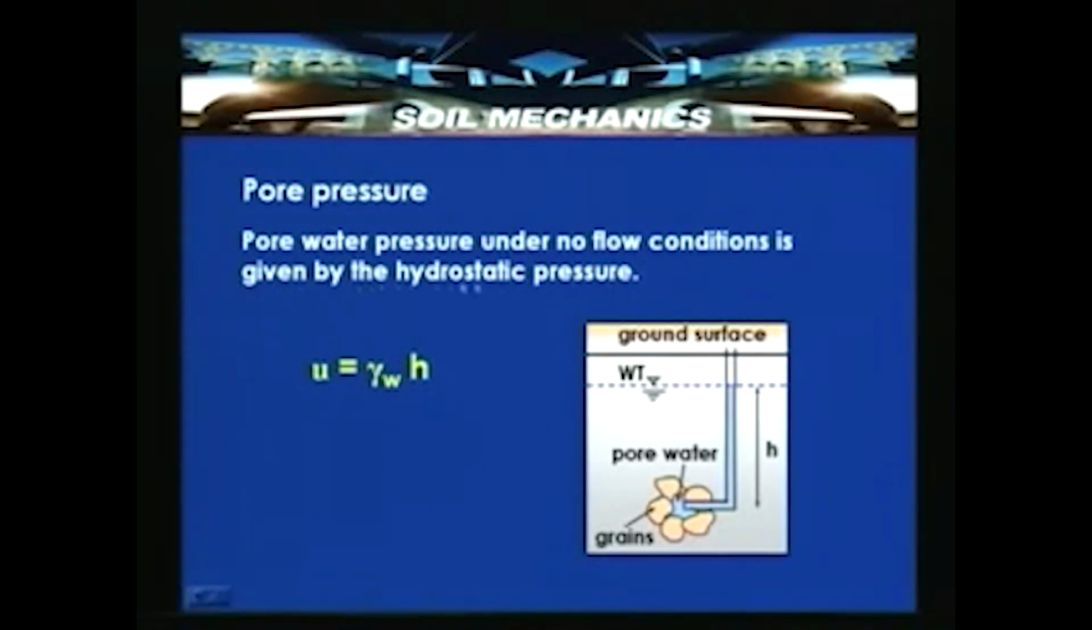In that case, the pore water pressure under no flow conditions is given by the hydrostatic pressure u = γw h. Suppose h is the depth at which this pore space exists here. So, this is the pore space which is filled with water, and this depth, to which we refer, is h. Suppose we wanted to measure this, we have devices for measuring the pore water pressure at a certain depth below the ground surface. So, here h is the piezometric head we refer to, which is indicated as a pressure here.